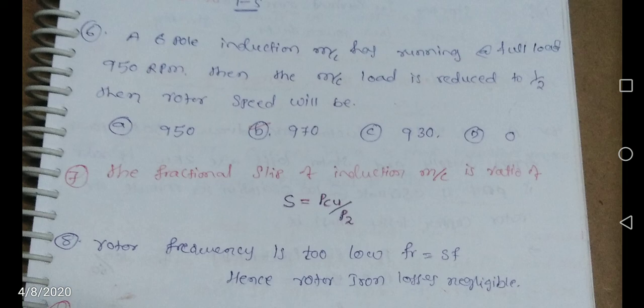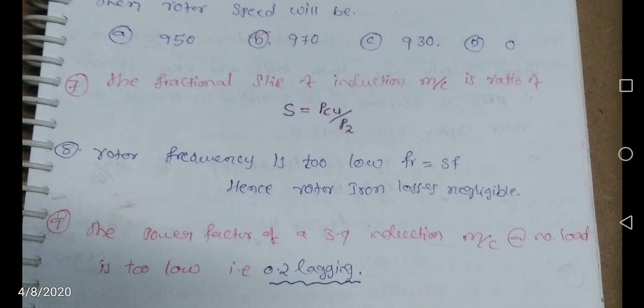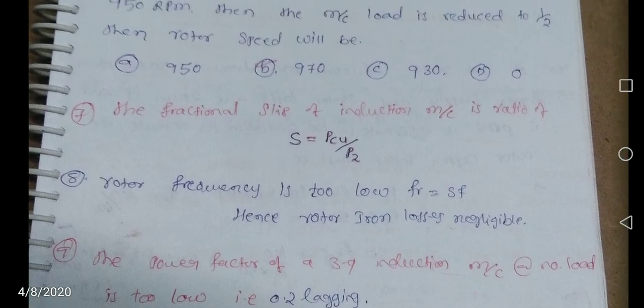The fractional slip of an induction machine is S equal to PCU by P2. If you want to calculate the slip value, you can use the copper losses and input power. Sometimes in a problem NS and NR values are not available. If the copper losses and rotor input power P2 are given, then you can calculate the slip value. Rotor frequency Fr equals SF, hence rotor iron loss is negligible.